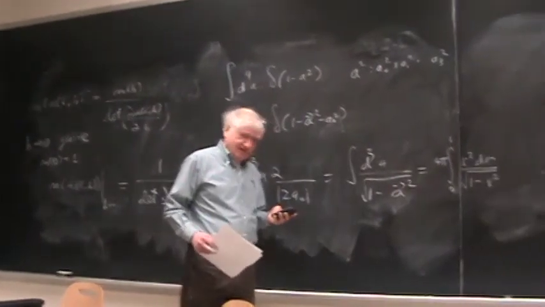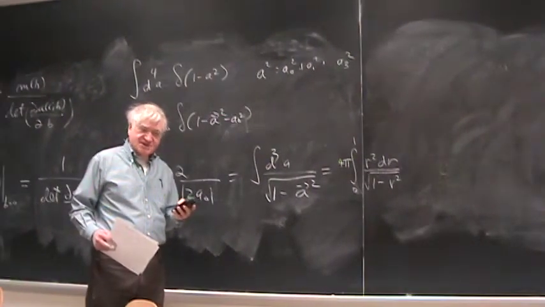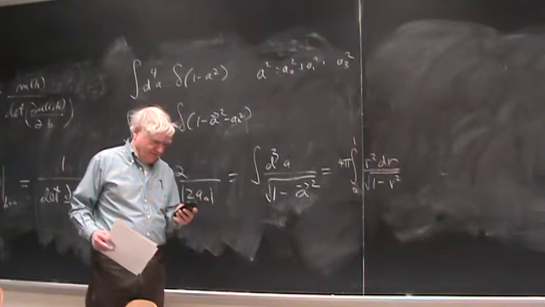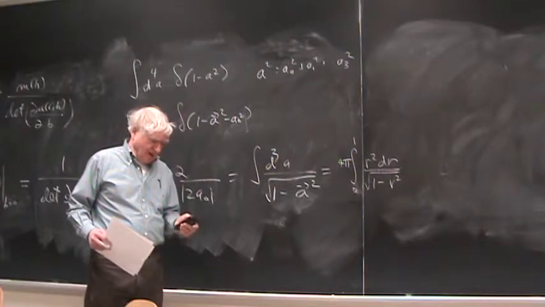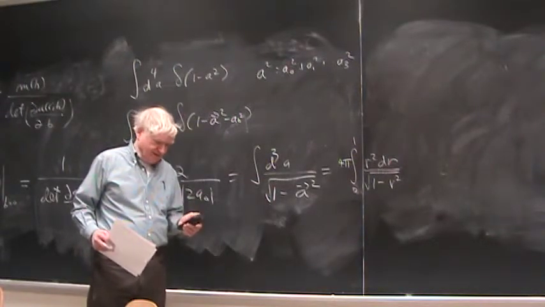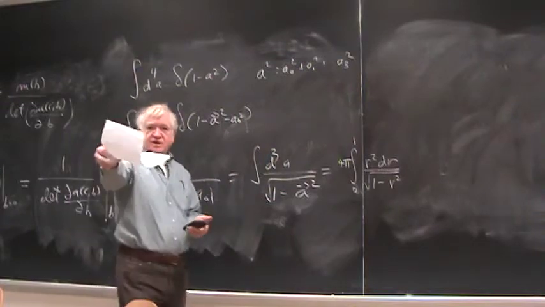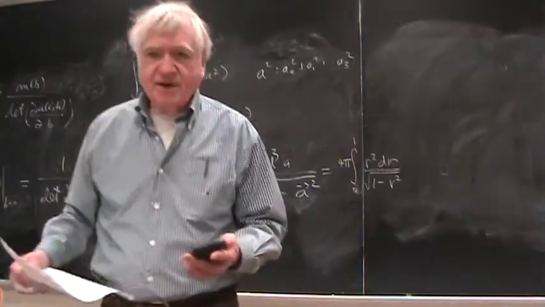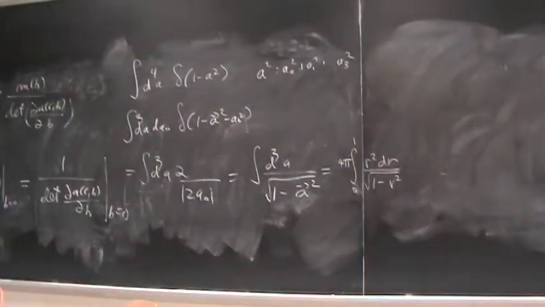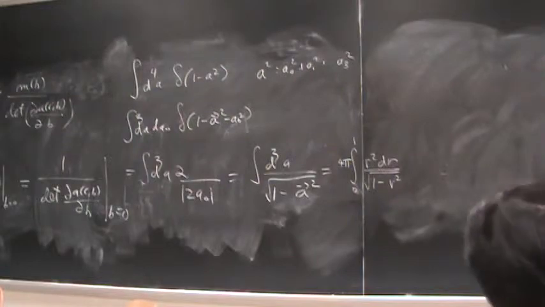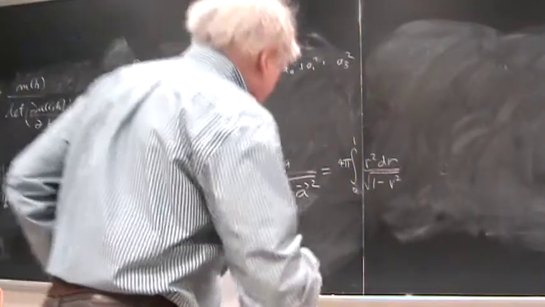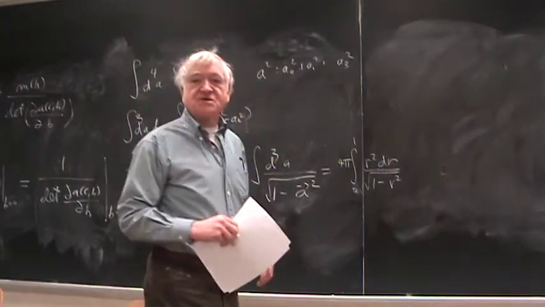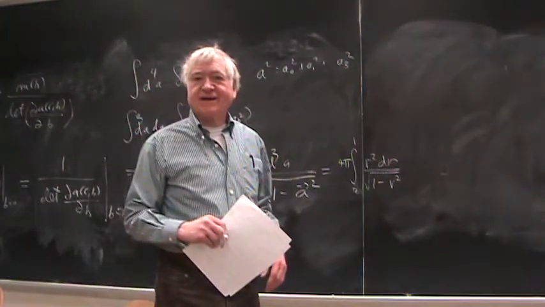Shall I use Wolfram Alpha to find out what that integral is? Does somebody want to do it while I'm doing something else? The person who should do it is here. Just type integrate x squared dx over the square root of 1 minus x squared, from 0 to 1, and see what it gives you. I don't understand.